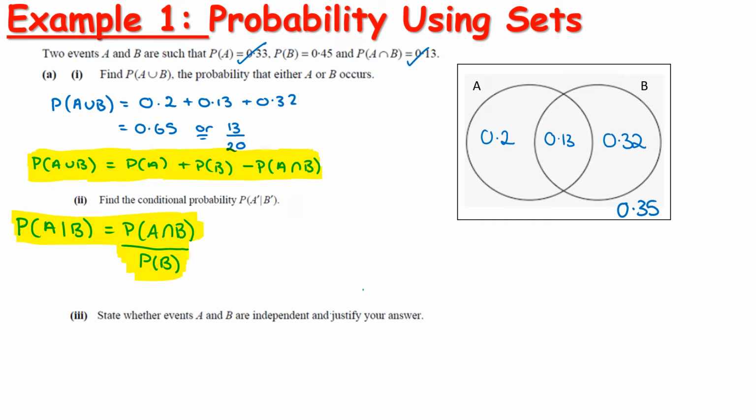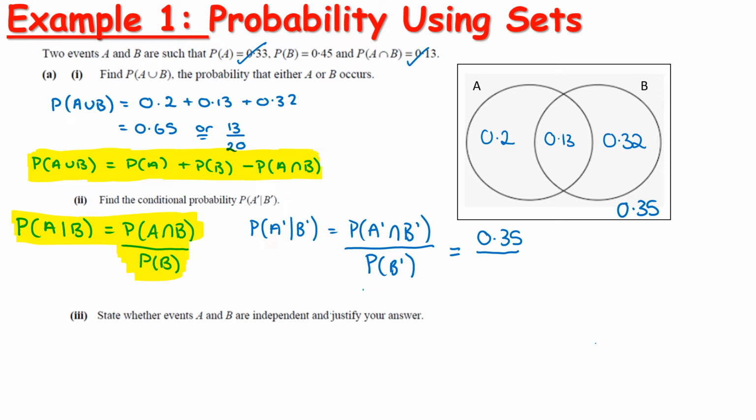Now, this is obviously a little bit different because it's the probability of A complement given B complement. That means the probability of A complement intersection B complement all over the probability of B complement. So what that means is, complement means the opposite. So A complement is everything that is not A. So that is the 0.32 and the 0.35, and everything that is not B. So actually that basically is everything that's not in the circle. So not A intersection not B is basically not A or B.